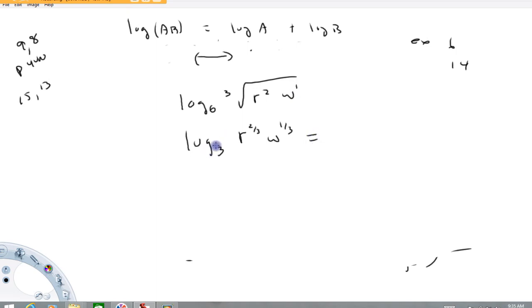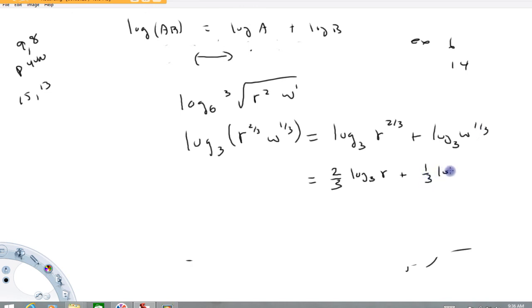Now we can expand this because this is the log of a product, and that's equal to the sum of the logs. So we can write this as log base 3 of r to the 2/3 plus log base 3 of w to the 1/3. Based on the directions, I would say that's done. It's expanded. However, looking at the test, it looks like there's an assumption that you will further simplify this. So that 2/3 can come out in front, and again, this 1/3 can come out in front of the log. So there's an example of how to expand logarithms.